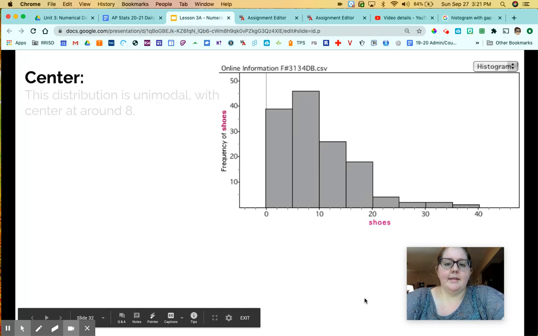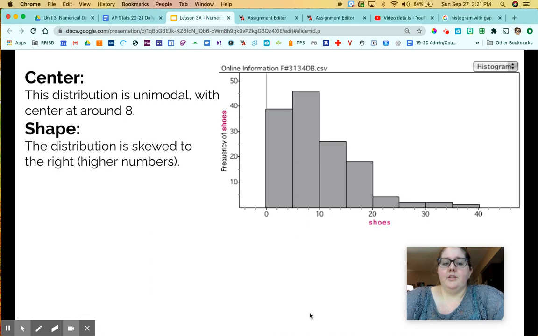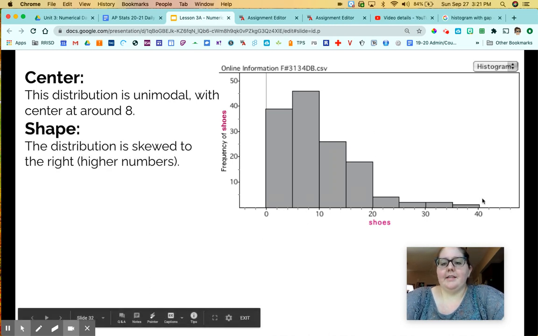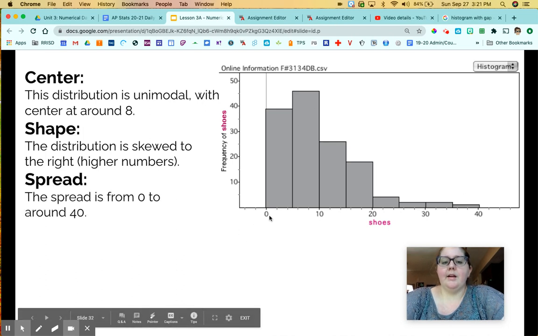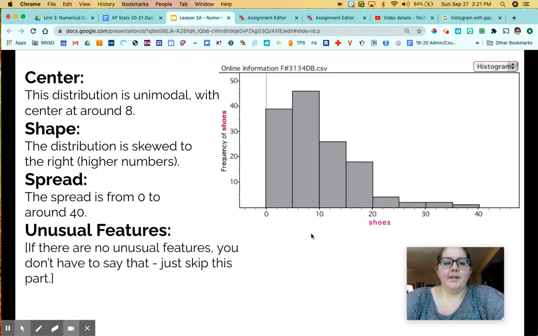So I could say the center is this like 5 to 10 range, maybe about 8 pairs of shoes. The shape, the distribution is definitely skewed to the higher numbers or skewed to the right. For the spread, it goes from about 0 to about 40 pairs of shoes. And this one doesn't really have any unusual features.